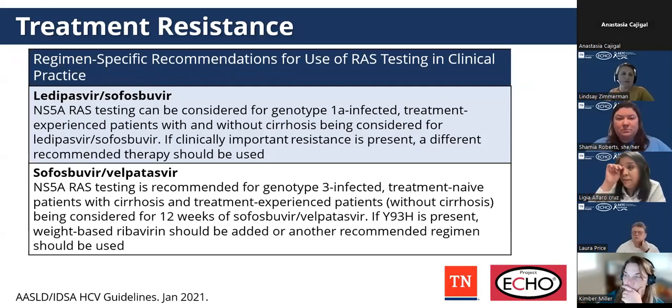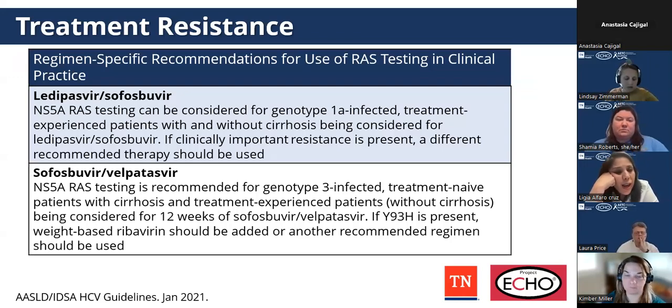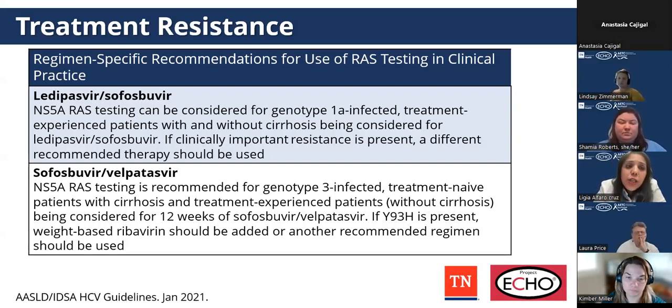Next slide, please. This is an example of what kind of regimen-specific RAS testing we can do. I'm not going to go into that much detail, I just want you to have the knowledge that we can do NS5A RAS testing, and that can be especially considered for genotype 1a infected patients that do not have cirrhosis and are being considered for treatment with ledipasvir and sofosbuvir. Exactly the same thing: according to the AASLD guidelines, we can get RAS testing for genotype 3 infected patients that are treatment naive or treatment experienced, but do not have cirrhosis, and you consider them for 12 weeks of treatment.